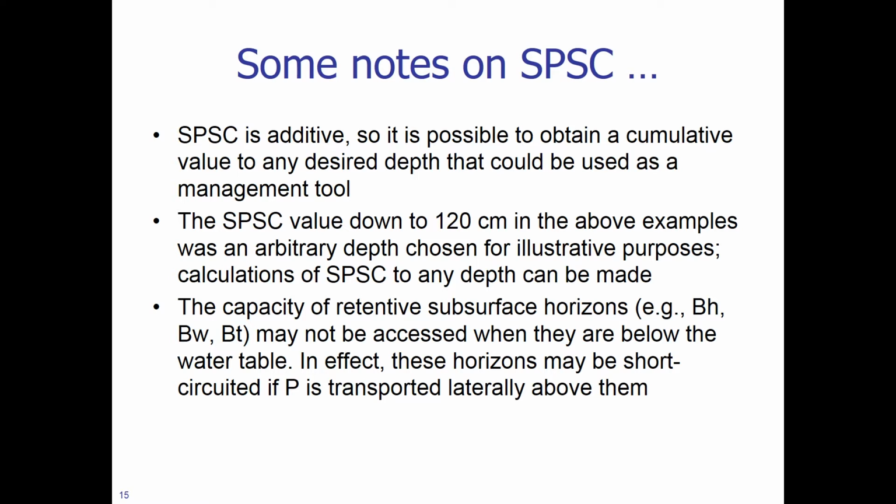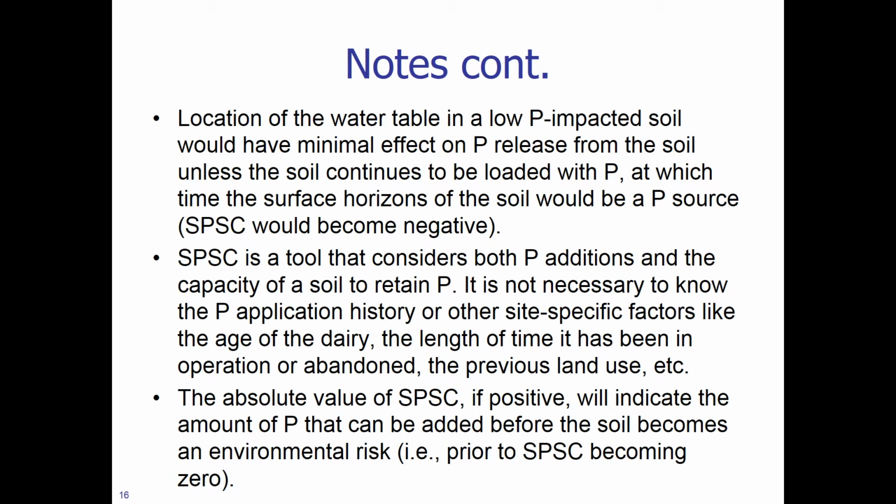The capacity of retentive subsurface horizons, for example the BH, BW, BT, may not be assessed when they are below the water table. In effect, these horizons may be short-circuited if P is transported laterally above them. The location of a water table in a low P impacted soil would have minimal effect on P release from the soil unless the soil continues to be loaded with P, at which time the surface horizons of the soil would be a P source, that is, SPSC would become negative.